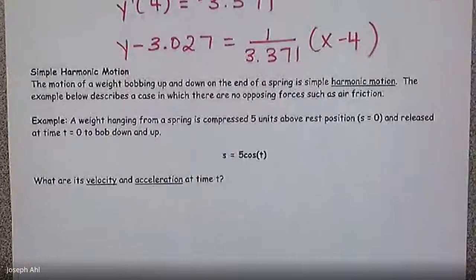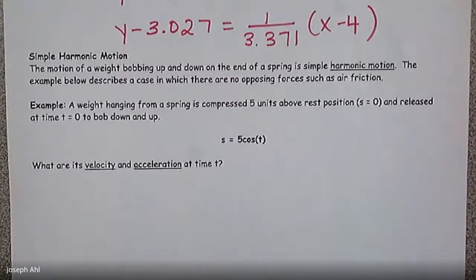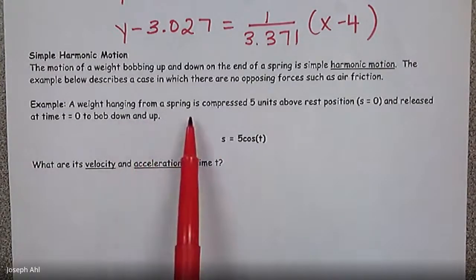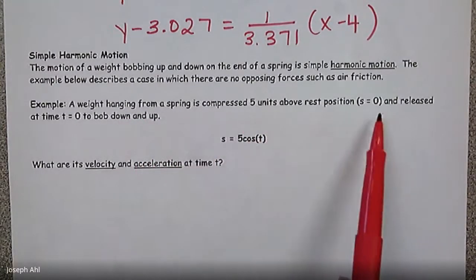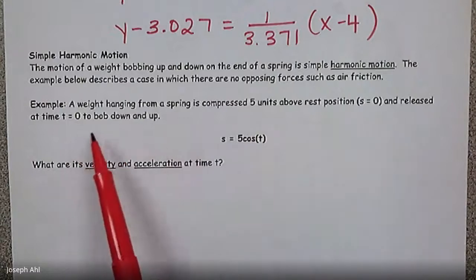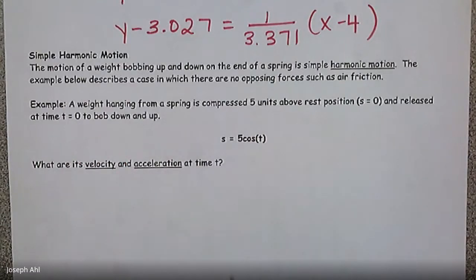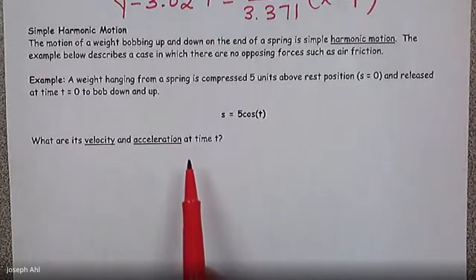Really quickly at the end of the lesson, we're talking about a quick application here: simple harmonic motion. Again, this is getting a little physicsy here. It says the motion of a weight bobbing up and down on the end of a spring is simple harmonic motion. And this example describes a case in which there are no opposing forces like air friction. That just makes our lives a lot easier in this class. So a weight hanging from a spring is compressed 5 units above rest position and released at time t equals 0 to bob up and down. So what are its velocity and acceleration at time t?